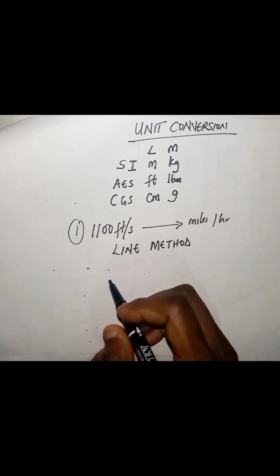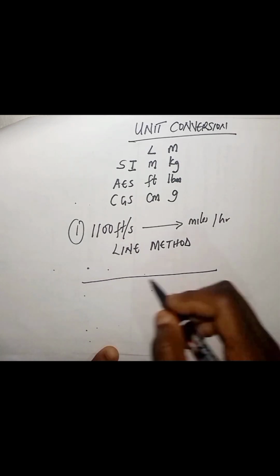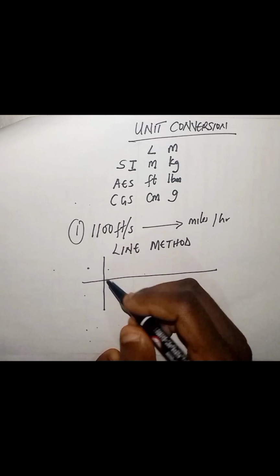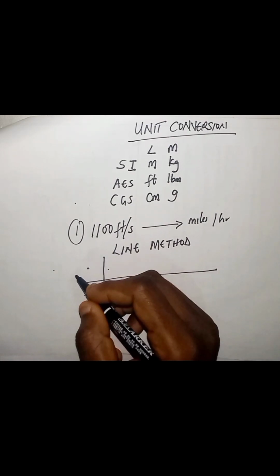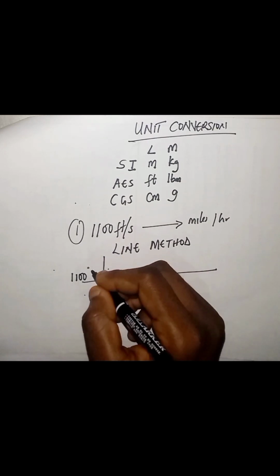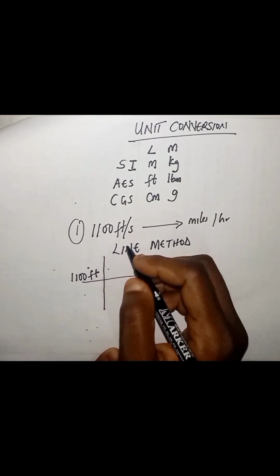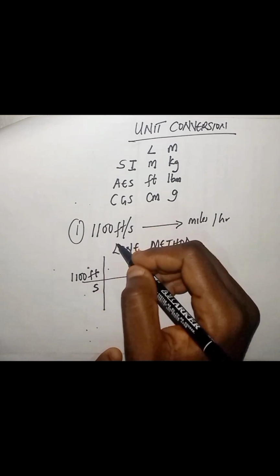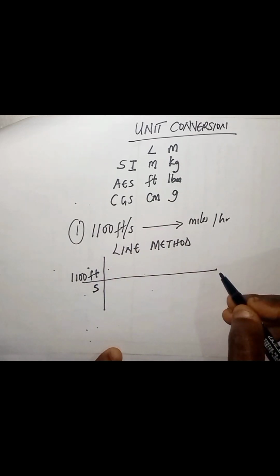With the line method, you have a horizontal line and a vertical line. You place your 1,100 here. Your feet should be placed up, then your seconds should be placed below. This division sign indicates the horizontal line.